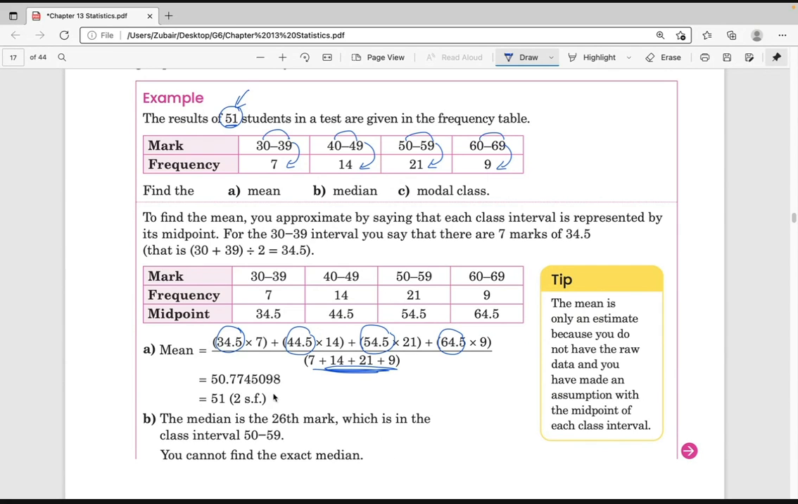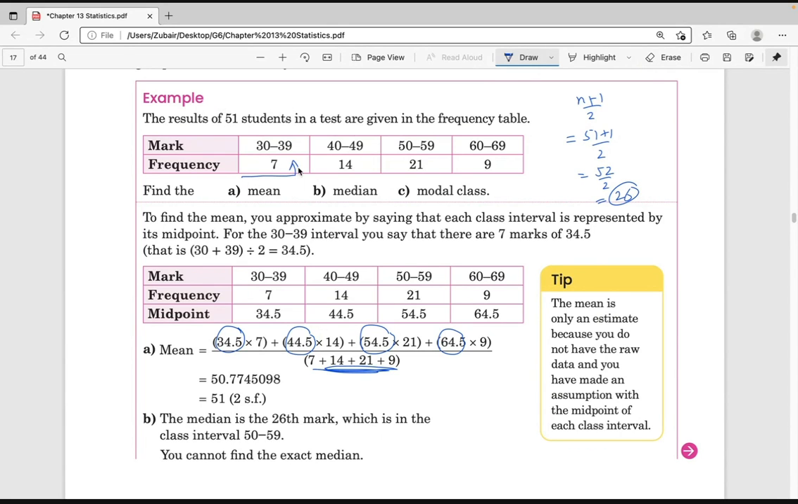So this was mean. Then the median. Now these are 51 altogether. And we were using the concept of n plus 1 divided by 2. So n plus 1 by 2, 51 plus 1 by 2 is 52 by 2. So I now know that the 26th number is the middle number.